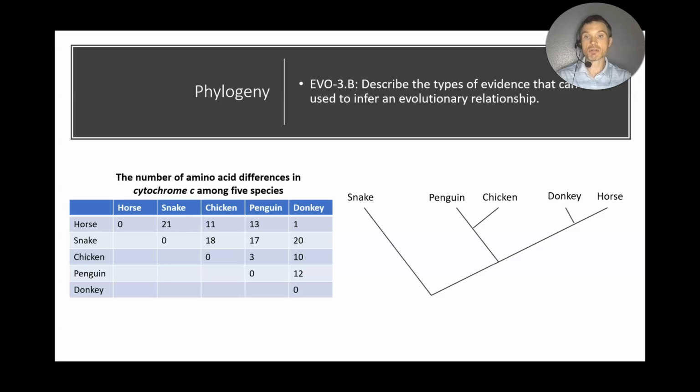As we continue, we're going to look at things that are more similar. If you look at the chicken and the penguin, there's only 3 differences between them, suggesting that those two must be very similar to one another. Likewise, the horse and donkey have 1 difference to each other. And so using these similarities and differences, it allows us to build this phylogenetic tree.